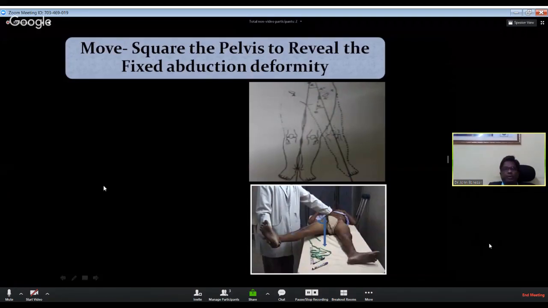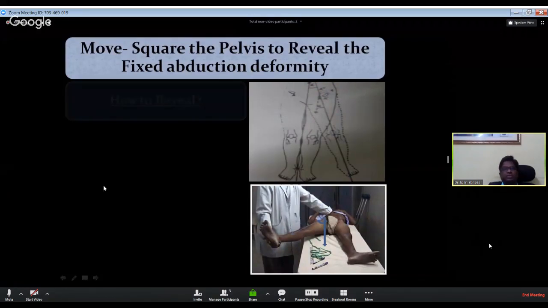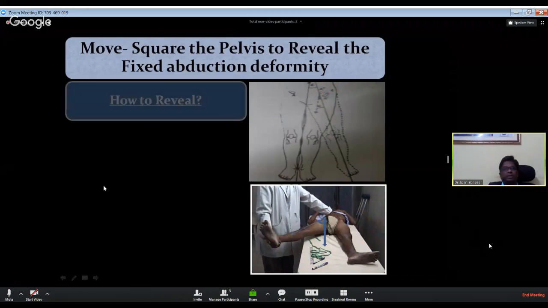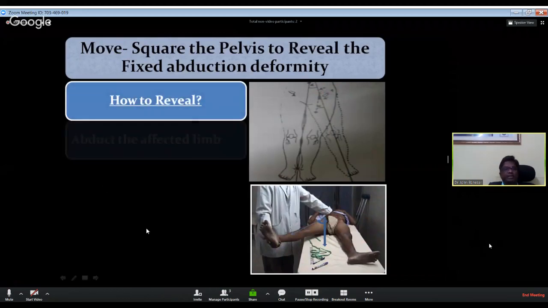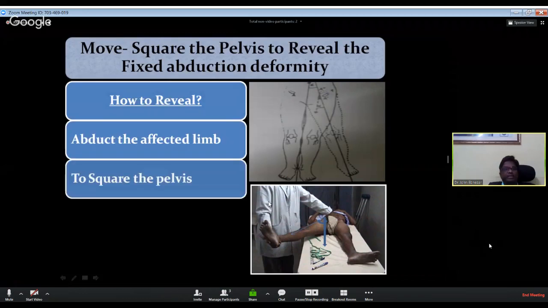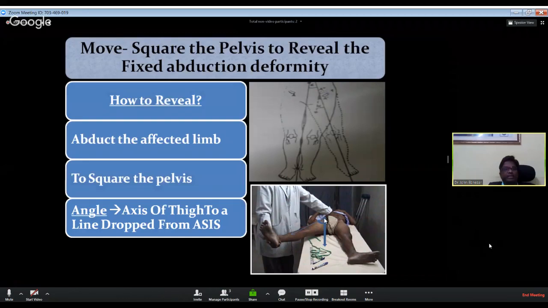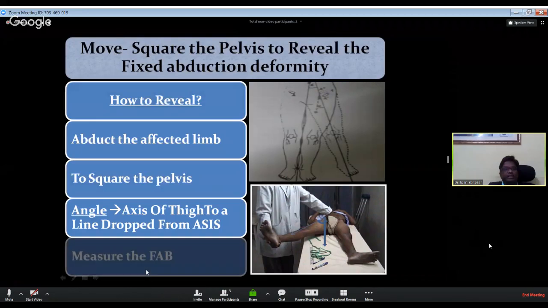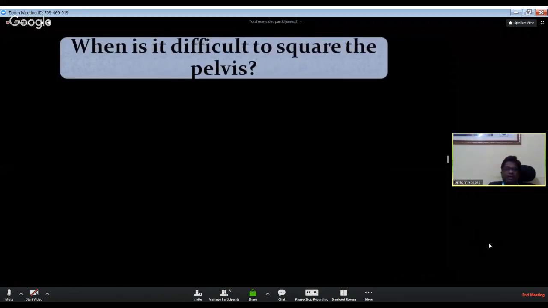Now we need to square the pelvis to reveal the fixed deformity. So how are you going to reveal this? You have to abduct the affected leg and square the pelvis. That's why a line dropped down from the ASIS gives you the fixed abduction deformity. Hope this is very simple, not difficult, and it can be done.